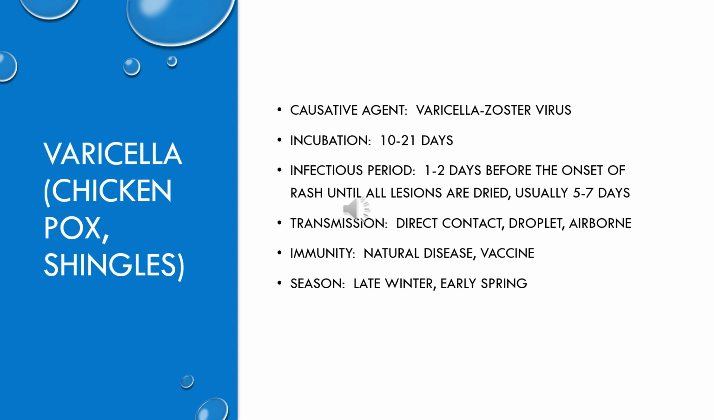All right, moving right along, we're on to varicella, chickenpox, or shingles. This causative agent is the varicella zoster virus. Incubation period for this one can be 10 to 21 days. Infectious period can be 1 to 2 days before the onset of the rash until all the lesions are dried. That usually occurs between 5 and 7 days. This one is transmitted through direct contact, droplet, or it could be airborne. Immunity usually is natural or vaccine. Now, I say usually, it used to be usually natural, now it's more vaccine. And we usually see this most in late winter and early spring.